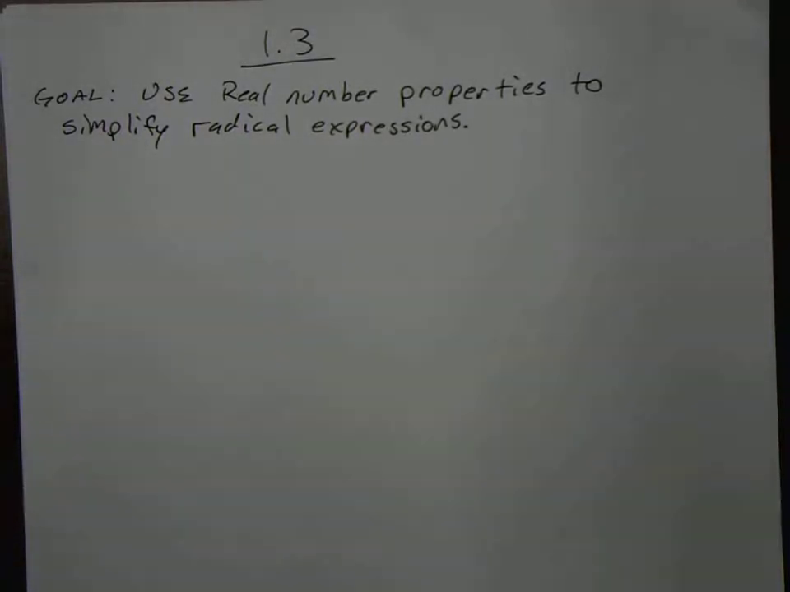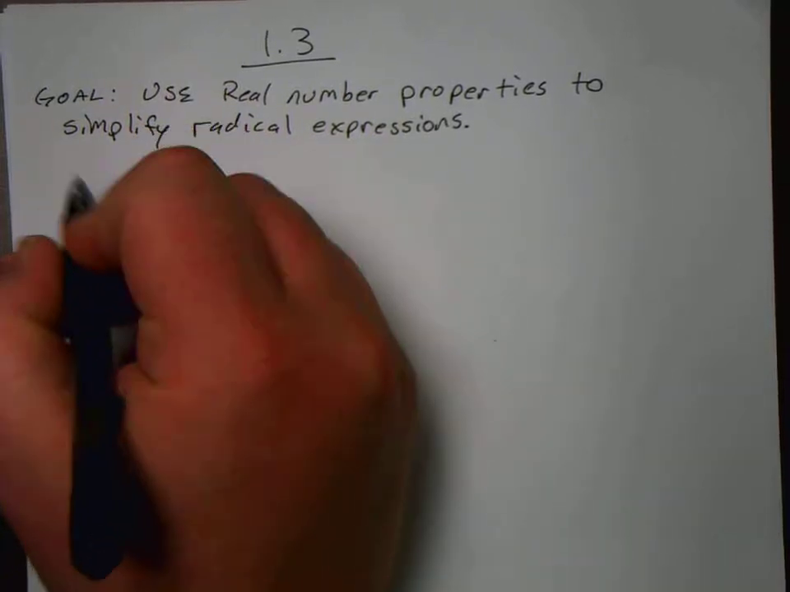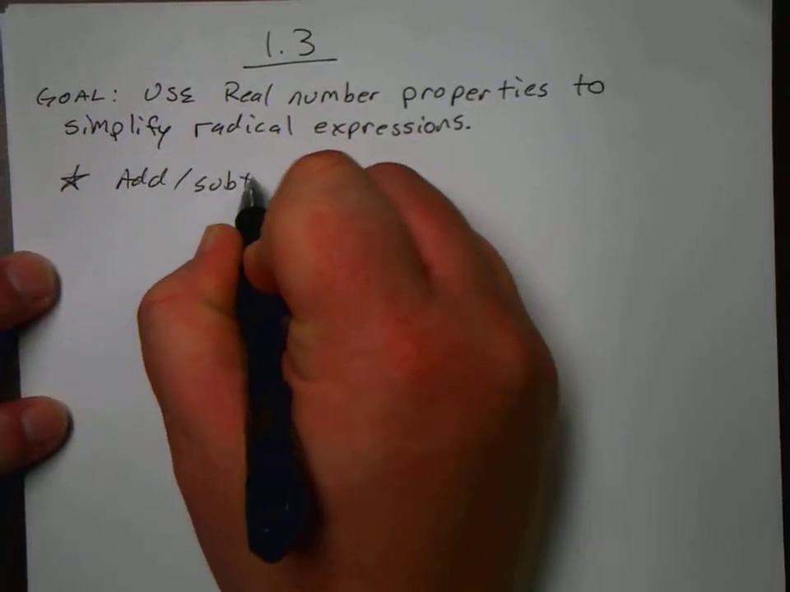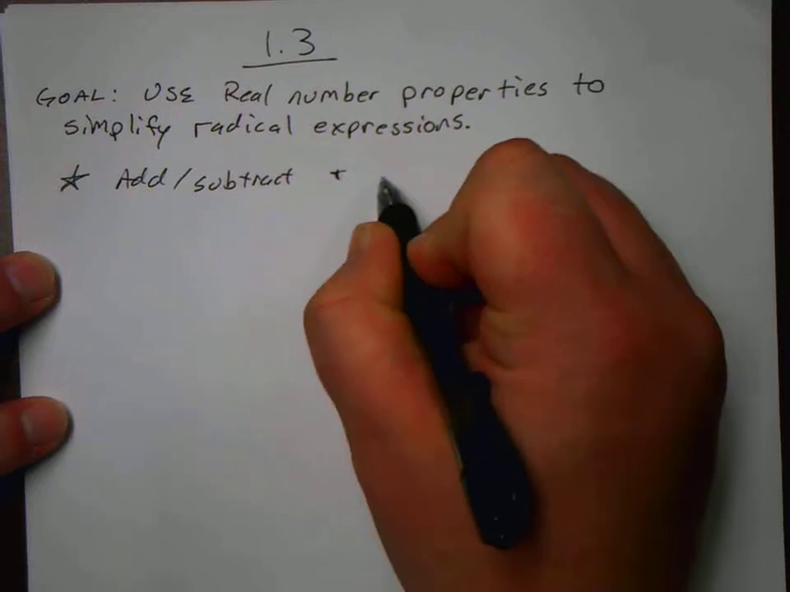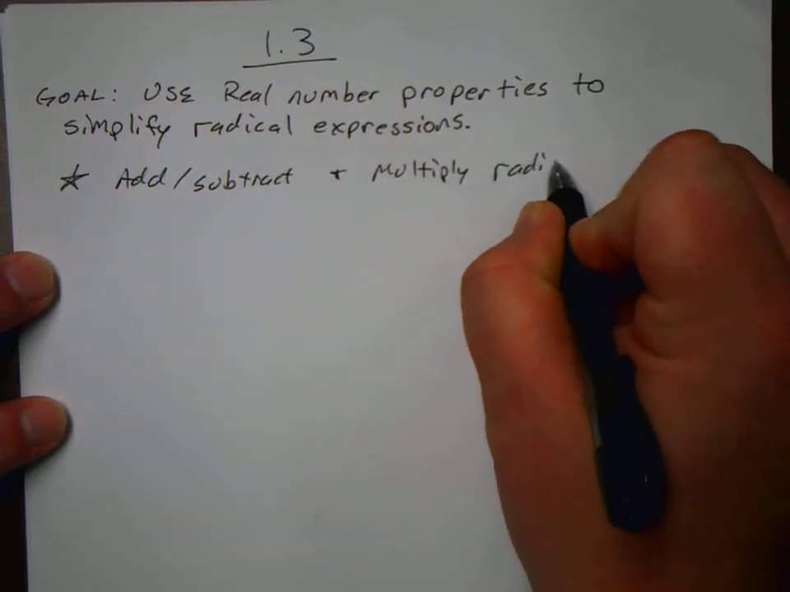We're at ICA 1.3. Our goal is to use real number properties to simplify radical expressions. More simply put, what we're trying to do is add, subtract, and multiply radicals.